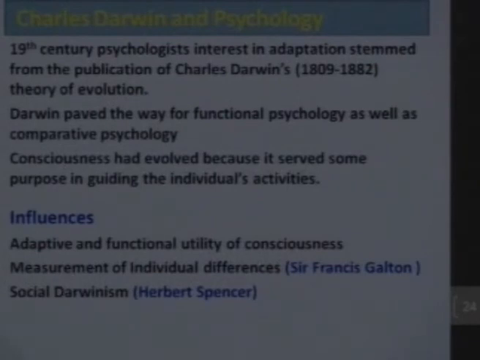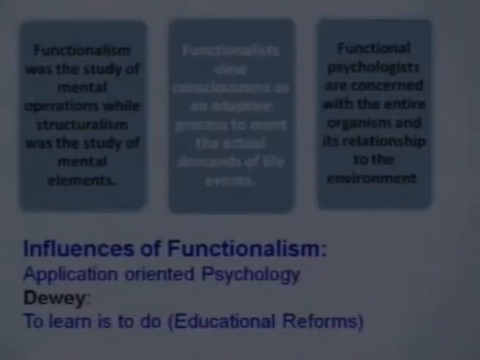Spencer's study was about how some people are socially successful and some people are not. So Spencer applied Darwin's views as social Darwinism, saying some people are successful socially because they get the benefit of some limited resources and then get success. So functionalism was the study of mental operations, while structuralism was the study of mental elements. Functionalists viewed consciousness as an adaptive process to meet the actual demands of life. Functional psychologists are concerned with the entire organism and its relationship to the environment.